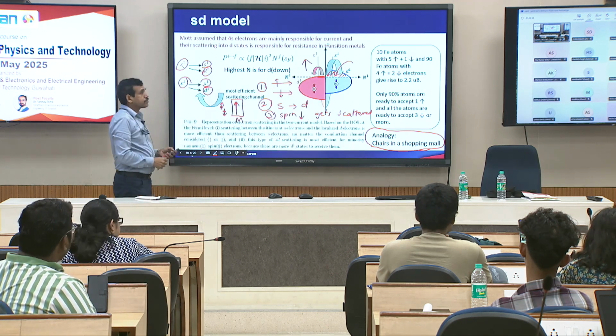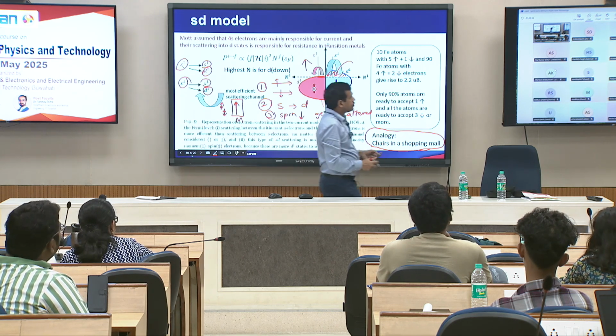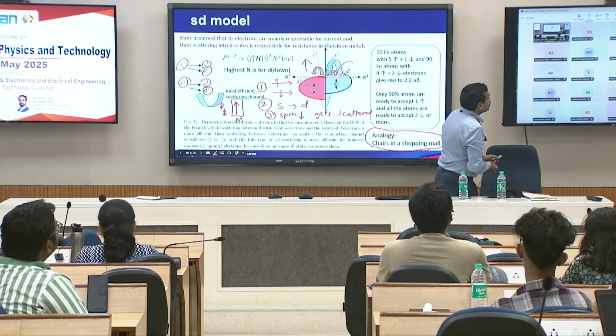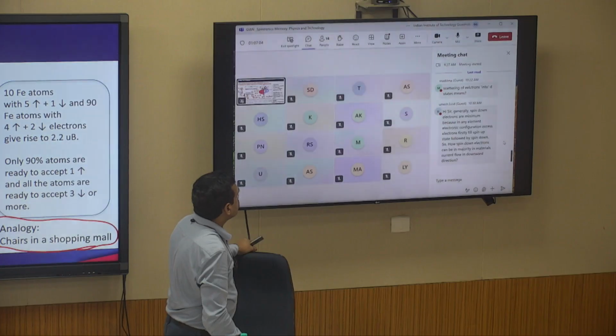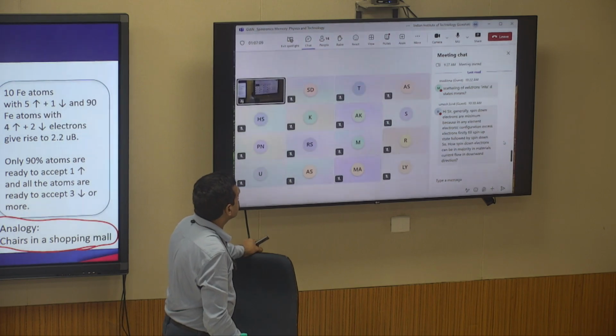We have a few online questions. Scattering of s electrons into d states: that is what I mean. So, s electrons, instead of flowing through the conductor, get scattered into the d states. D states are localized, which means they get stuck to the atoms, we can say. Spin down electrons are minimum because in any electronic configuration, excess electrons first spill up.